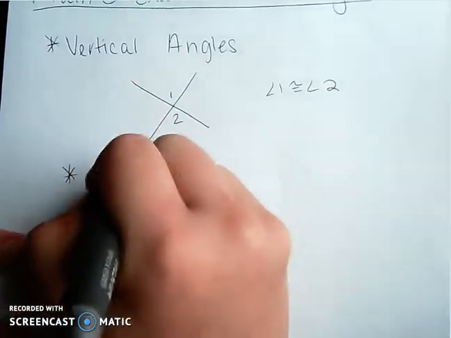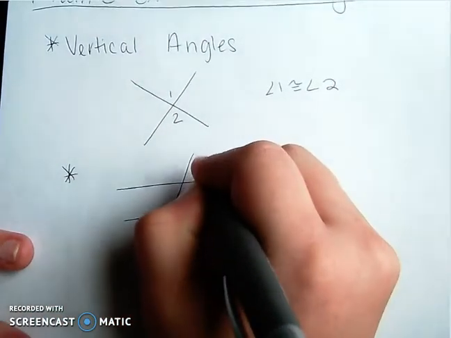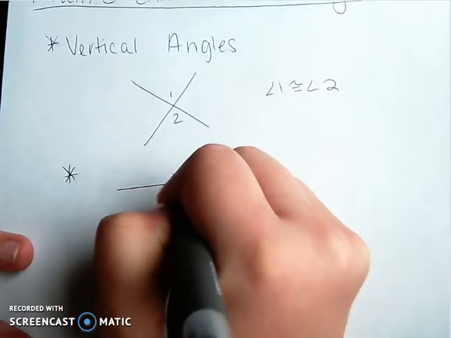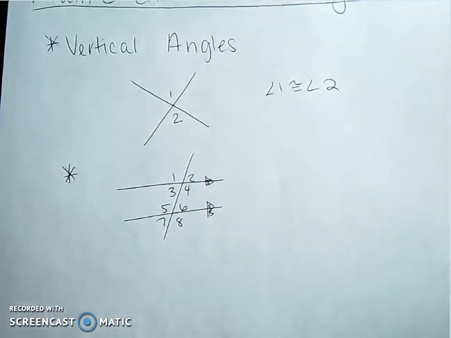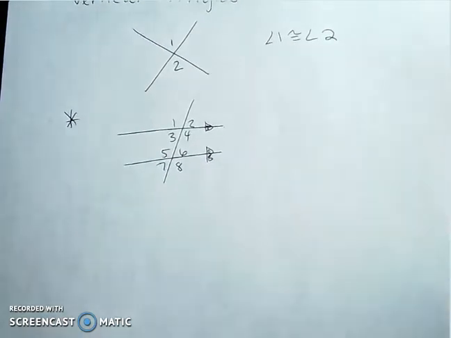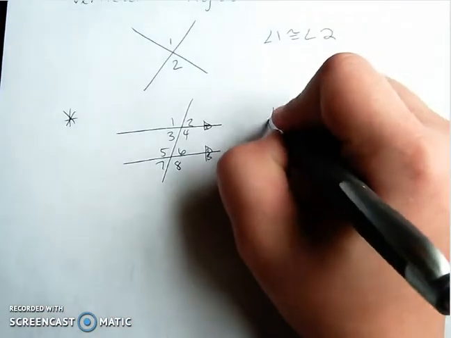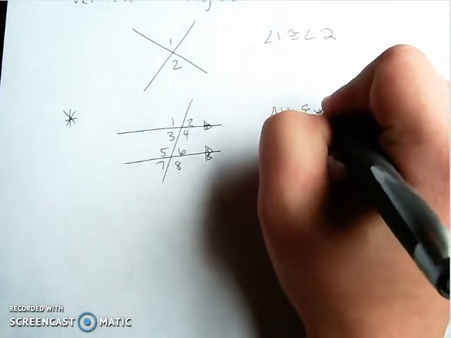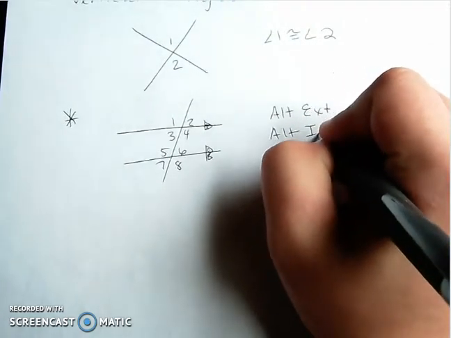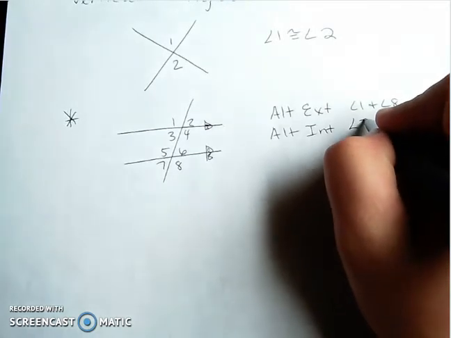Next, we talked about parallel lines and all the wonderful little angles that they create. First, lines being parallel have to have these arrows, otherwise you cannot assume that they are parallel. These lines, when they're cut by a transversal, create 8 different angles. You need to be able to identify those 8 angles and their relationships. So remember, we have alternate exterior, which would be like angle 1 and 8. Alternate interior, which would be like angle 3 and 6.